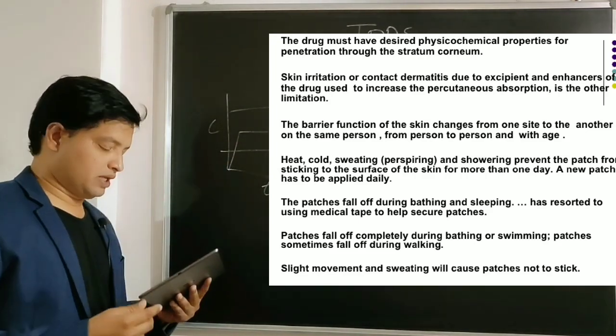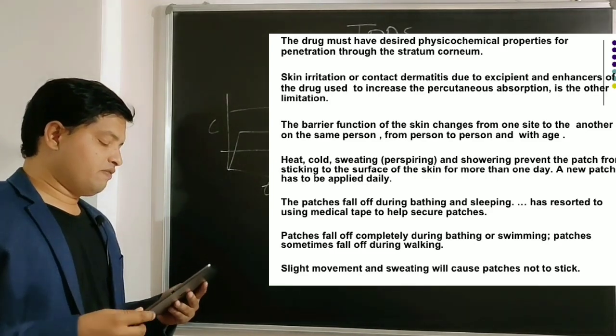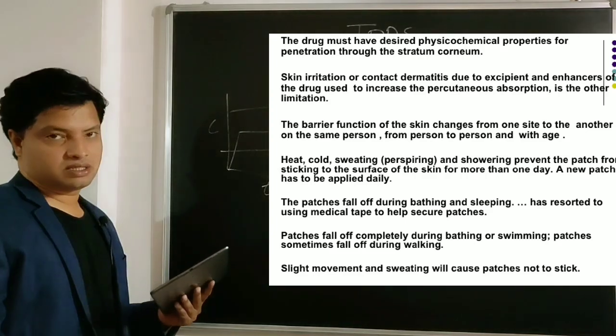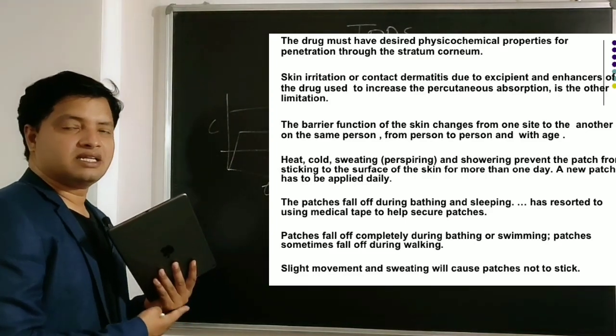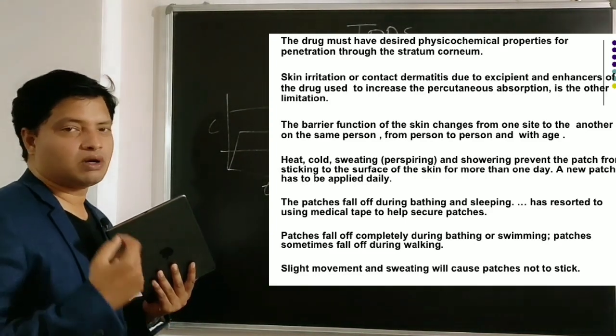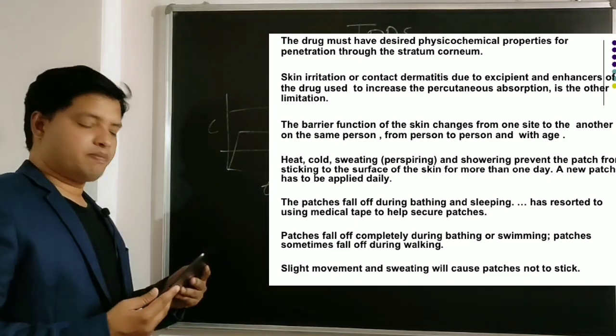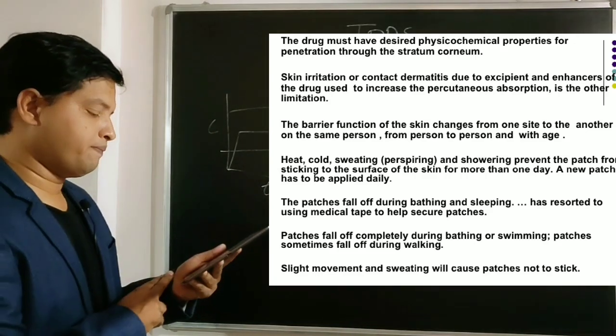Then heat, cold, sweating and showering prevent the patch from sticking to the surface. Obviously, if there is sweating and you stick the patch, due to that water the patch will not stick, because there is sweating. The patch will not stick to the skin.